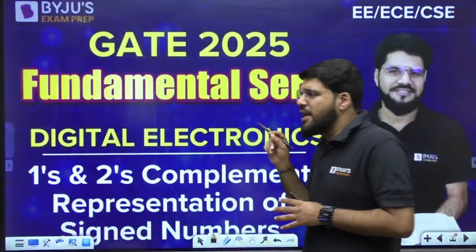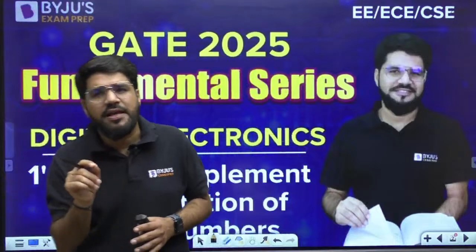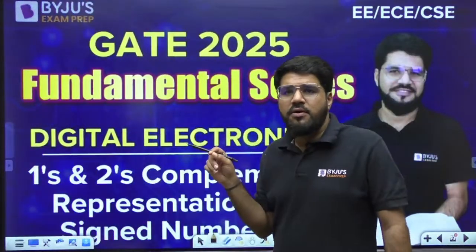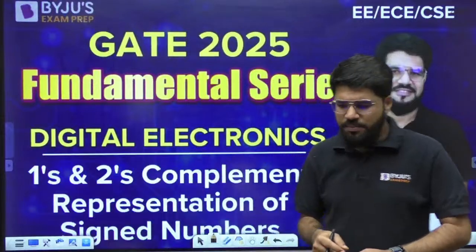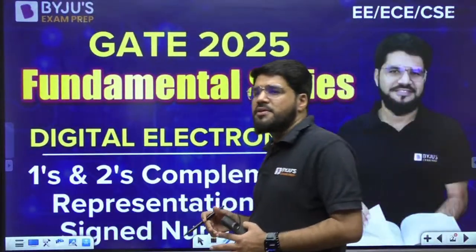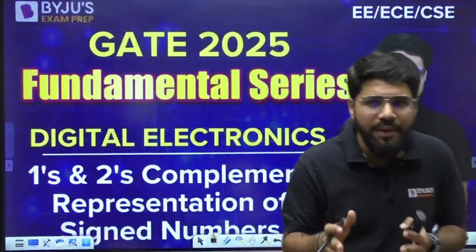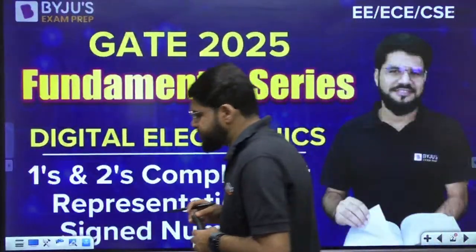The first method that came up, the traditional, conventional, simplest method, was the signed magnitude number system. Although it was simple, like how normally humans represent numbers, it was the way of representing numbers in that form only, breaking into sign and magnitude. But it had some drawbacks that we discussed in the previous class.